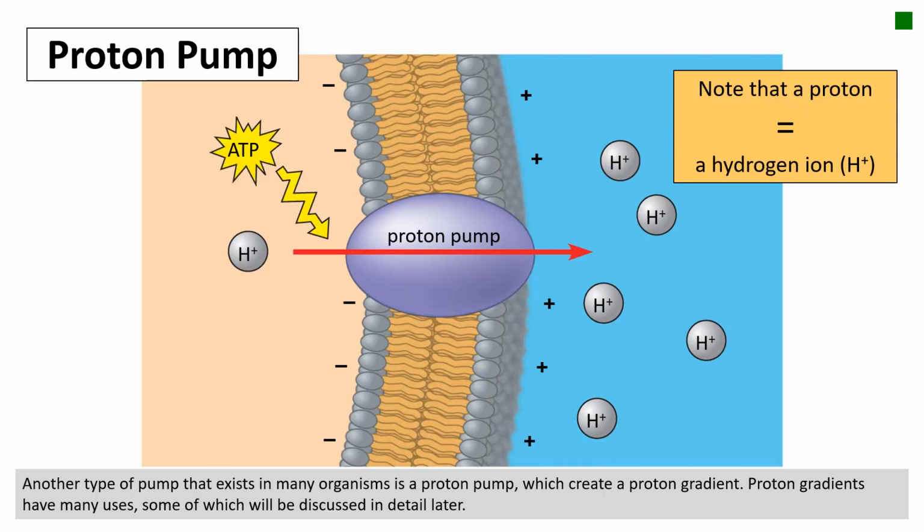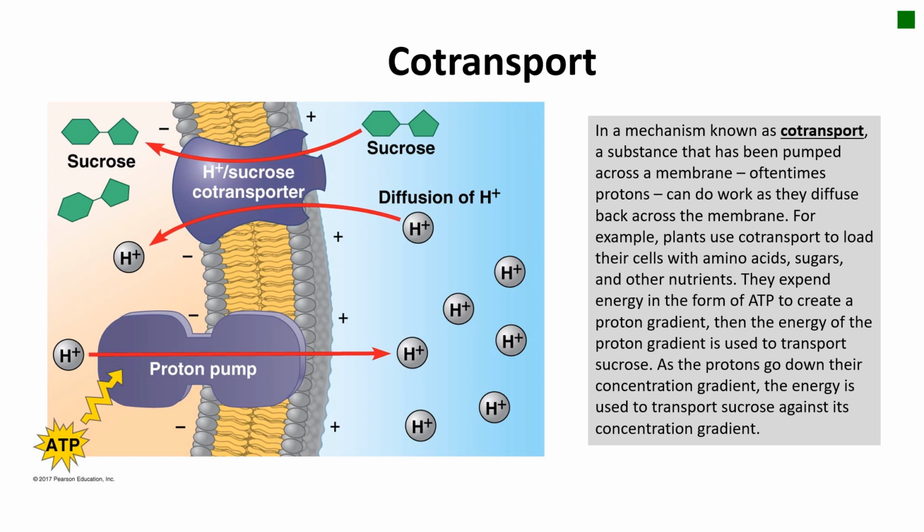Another type of pump that exists in many organisms is a proton pump, which creates a proton gradient. Proton gradients have many uses, some of which will be discussed in detail later. In a mechanism known as cotransport, a substance that has been pumped across a membrane, oftentimes protons, can do work as they diffuse back across the membrane. For example, plants use cotransport to load their cells with amino acids, sugars, and other nutrients.